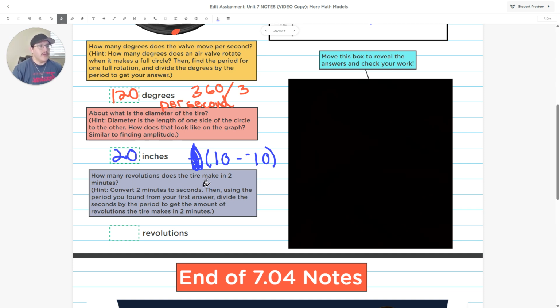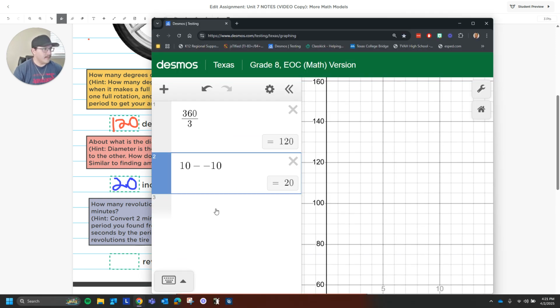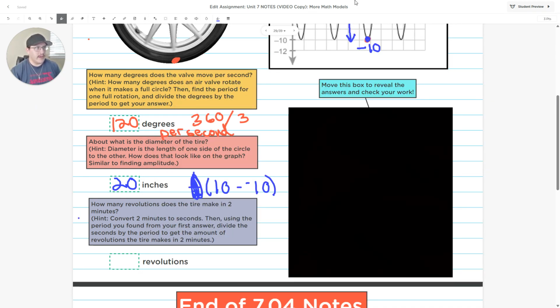Okay, how many revolutions does the tire make in 2 minutes? So to do this problem, we need to convert 2 minutes to seconds. So how many seconds are in a minute? 60. How many minutes do we have? 2. So we're going to multiply 60 by 2, and we get 120 seconds. So let me do this in a different color. This is 120 seconds.